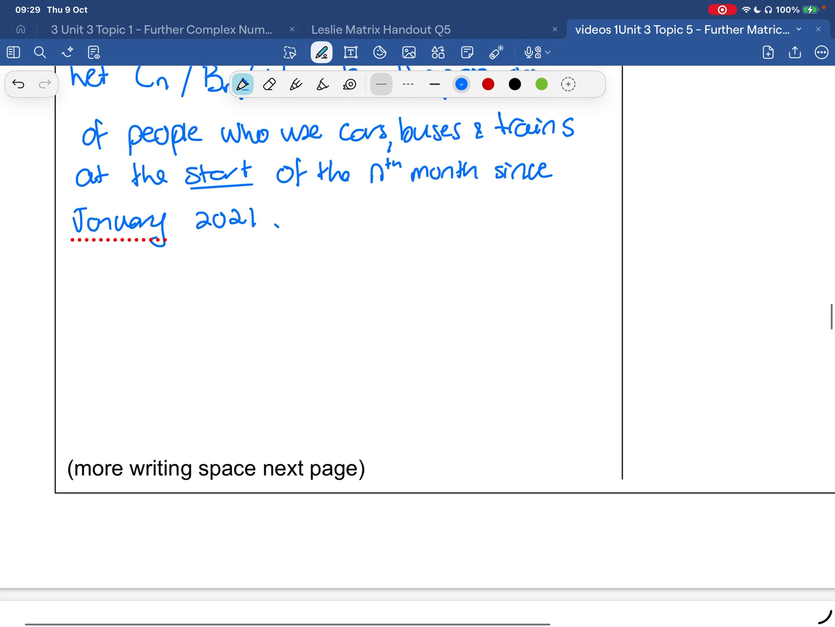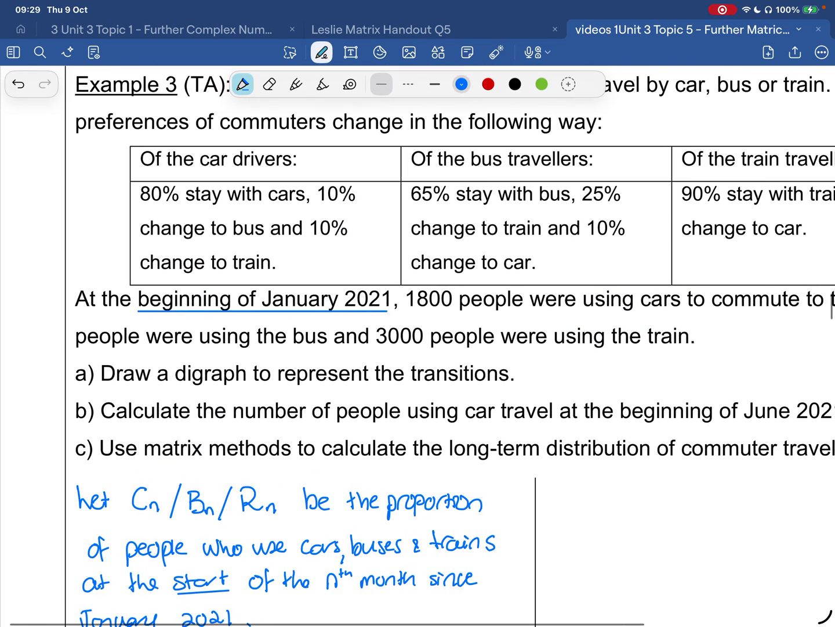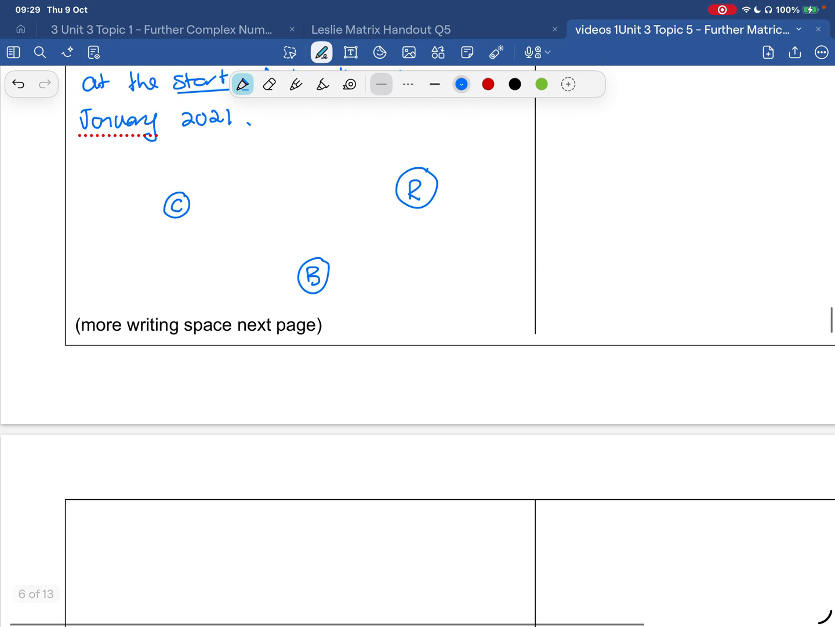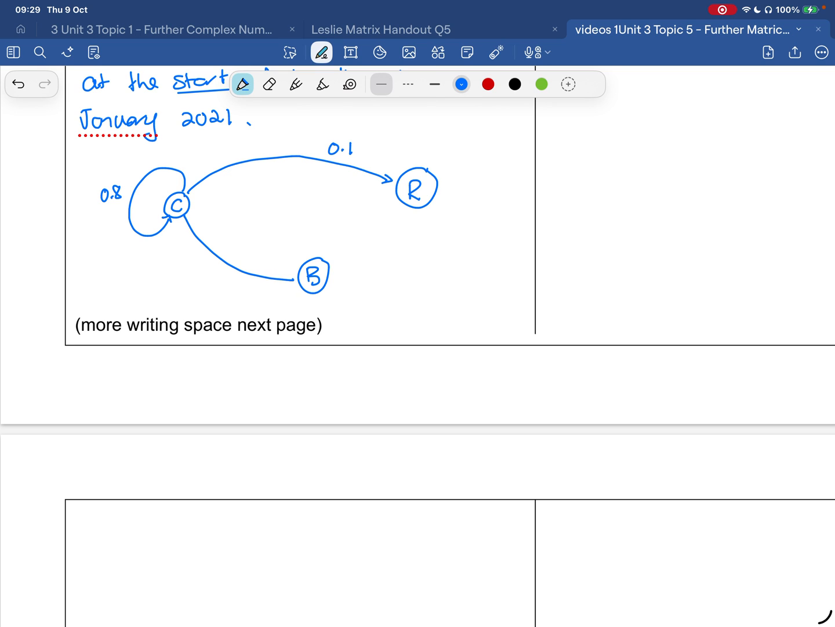Let's have a look at what my diagram can look like. So we have our cars, we have our buses, and we have our trains. Put my buses down here and our trains over here. And we can say that of our car drivers, 80% are going to stay with cars, 10% are going to trains, and 10% are going to buses.